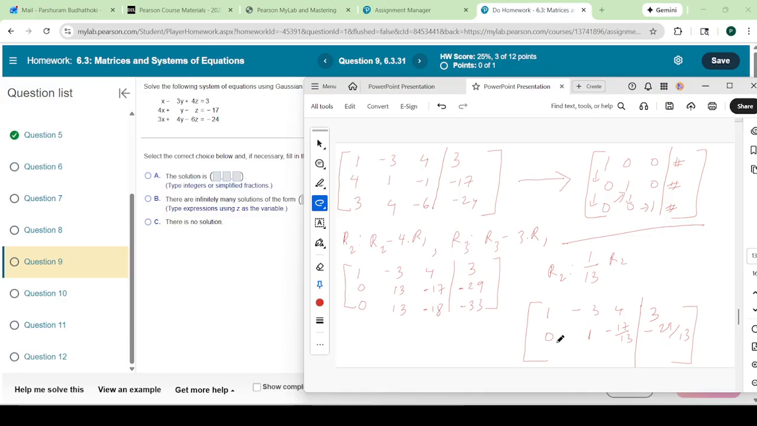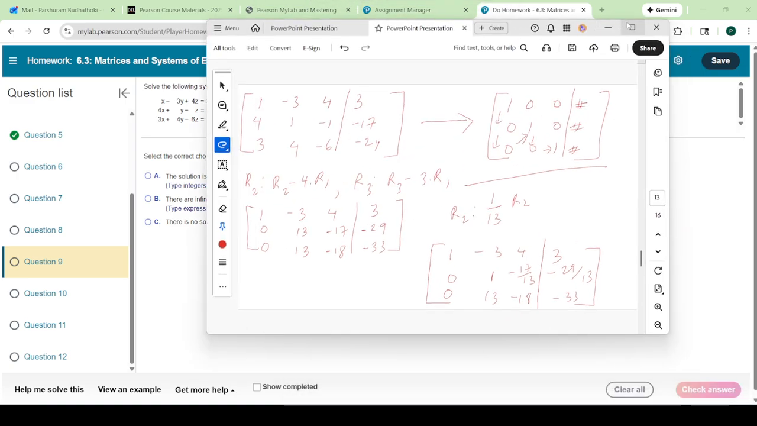Okay. So the third one is the same: 0 and then 13 and then negative 18 and then negative 33. I need to copy this value to the next page.